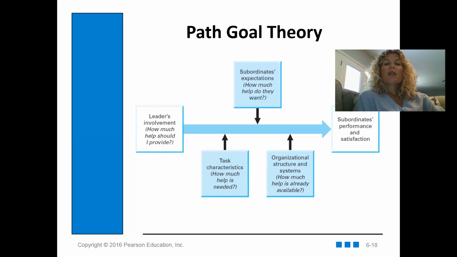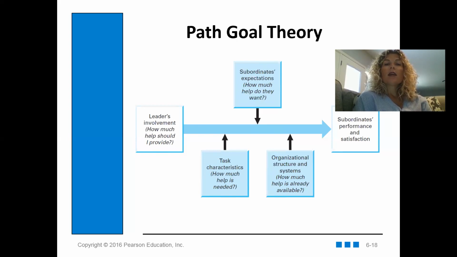The other thing to think about is, what are the expectations of my subordinates, of my employees? How much do they want me to help them? All right, so if I have employees that have been around for a long time, they probably don't want that help. They want more autonomy. They want to have more responsibility, and that's motivating to them. But if I have a newer employee or someone who's kind of struggling a little bit, then they might need more assistance and expect that I'm around more.